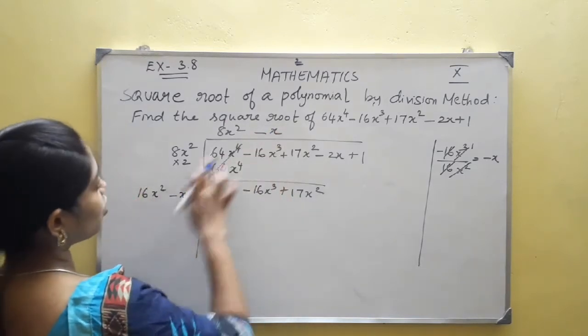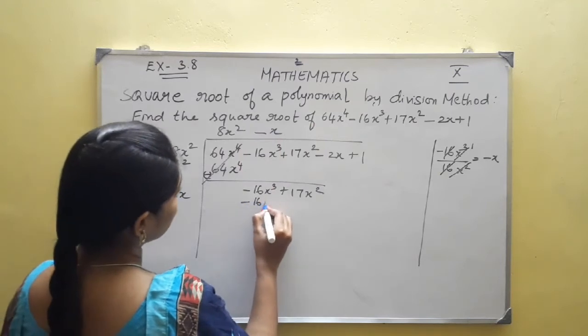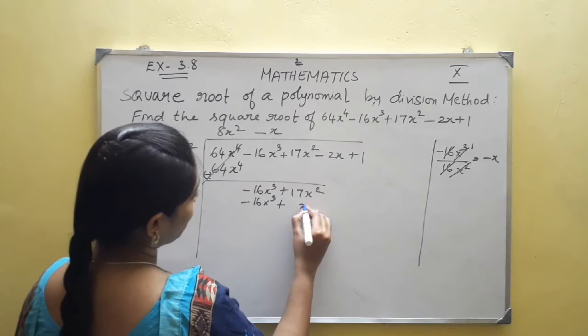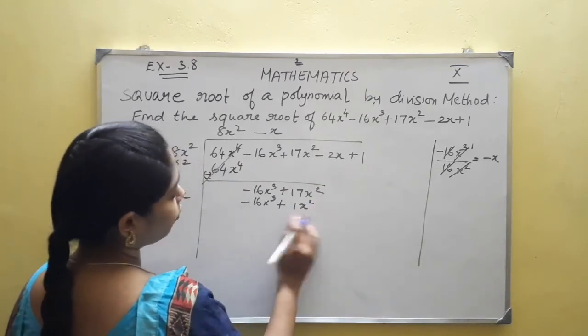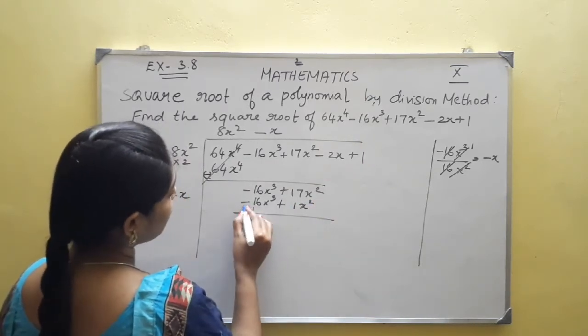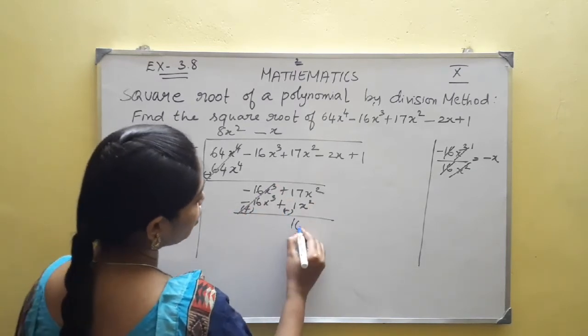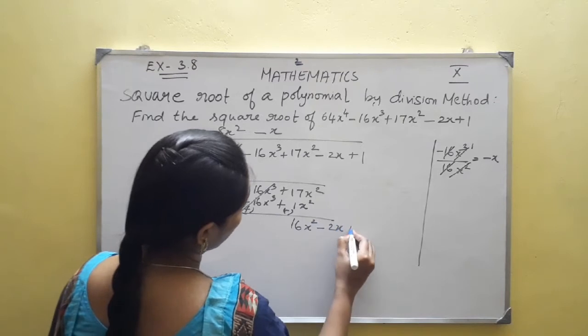So 16x square into minus x gives you 16x cube. Minus into minus plus, x into x, x square. So this is nothing but 1x square. So if you change the sign over here, it gets cancelled. 17 minus 1 gives you 16x square minus 2x plus 1.